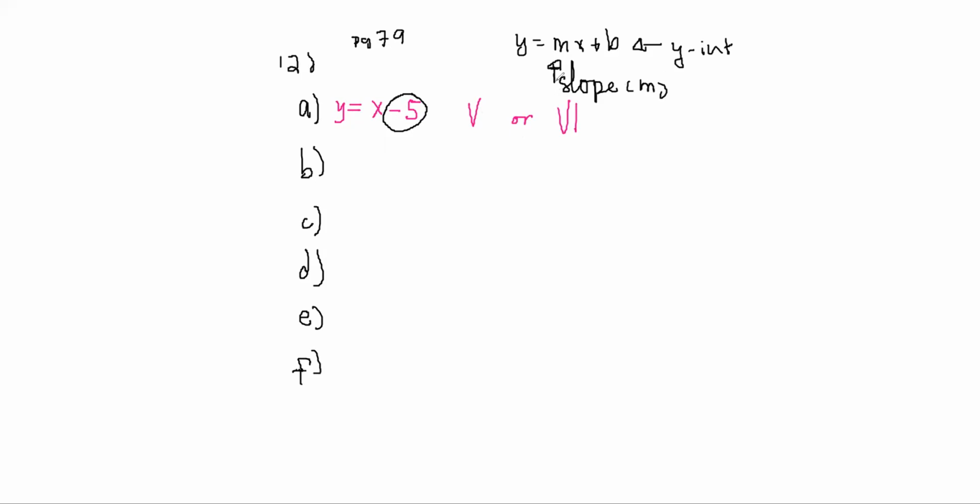Then I'm going to look at slope. My slope for this is 1, and it's positive. So I have a positive slope. It looks like 6 is a negative slope, and 5 is a positive one. So I'm going to go with 5 for A.